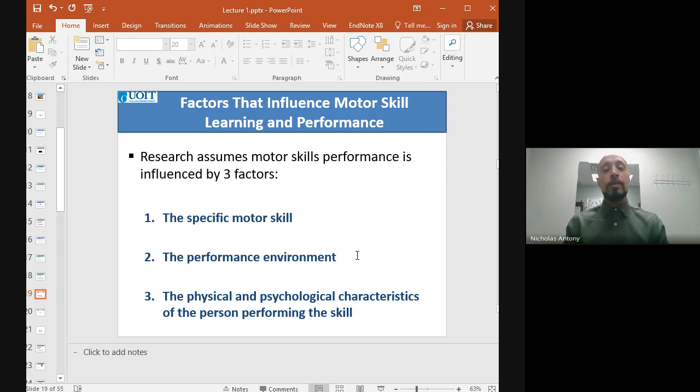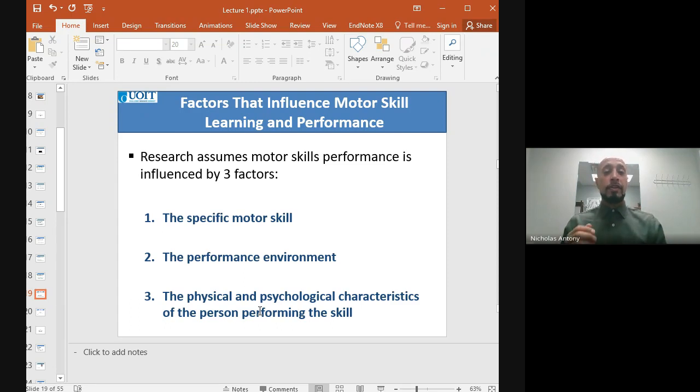The last thing is that the physical or psychological characteristics of the person will influence our ability to perform a skill. Think of it this way. We're able to perform a motor skill. Now, what happens when we're doing it in a competition, when the pressure's on or there are loud noises or you're very, very stressed out? Depending on the type of motor skill and the situation, internal factors like stress will affect our ability to perform that skill.